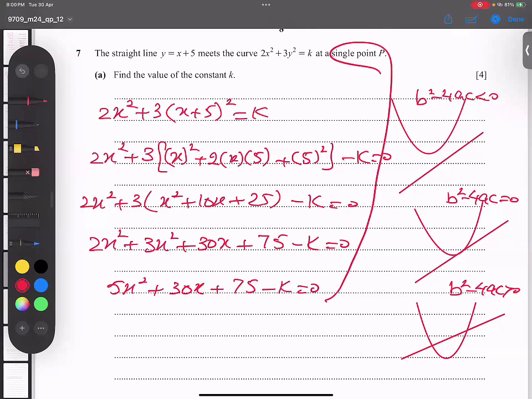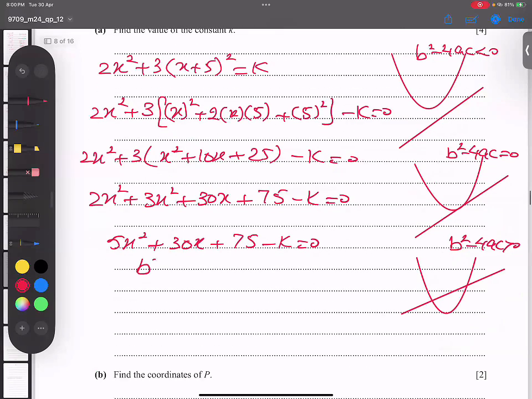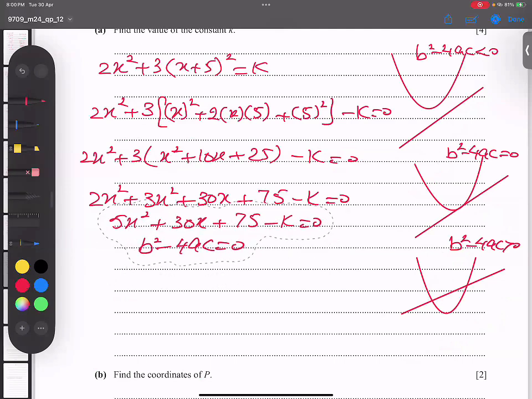As he said, single point. So b squared minus 4ac equal to 0. Okay, so let's try to solve it. So b is what, students? B is 30. A is what? 5. C is what? 75 minus k.